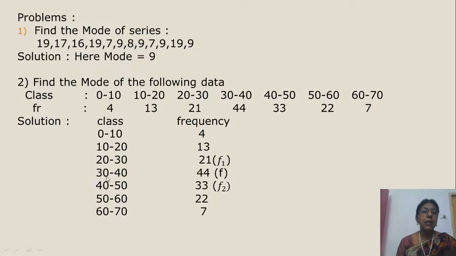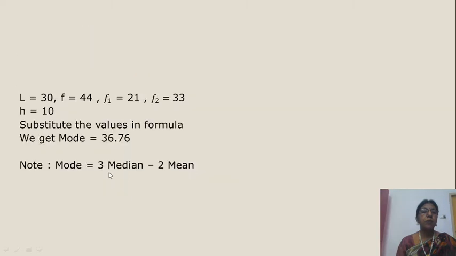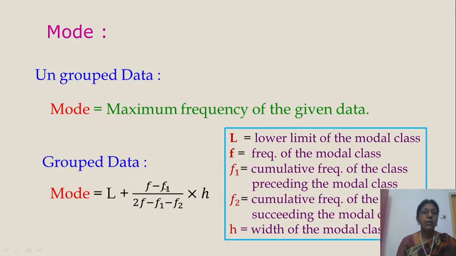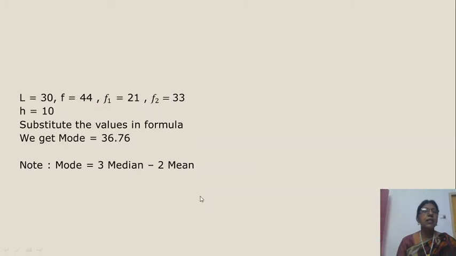Let L be the lower limit of this class, which is 30. Now we use the formula. L is 30, f is 44, f1 is 21, f2 is 33, h is 10. Substitute these values in the formula: mode is L plus (f minus f1) by (2f minus f1 minus f2) into h. You get mode equal to 36.76.